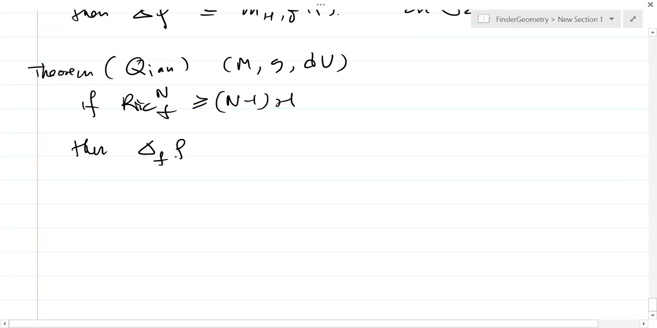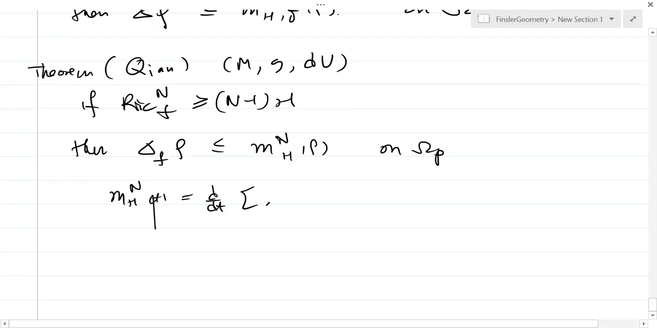Then you're trying to get this upper bound on this boundary. Now, what is M H capital N T? Well, this is defined in the standard form. This is going to be the derivative of natural log H T. This will be capital N minus one here.